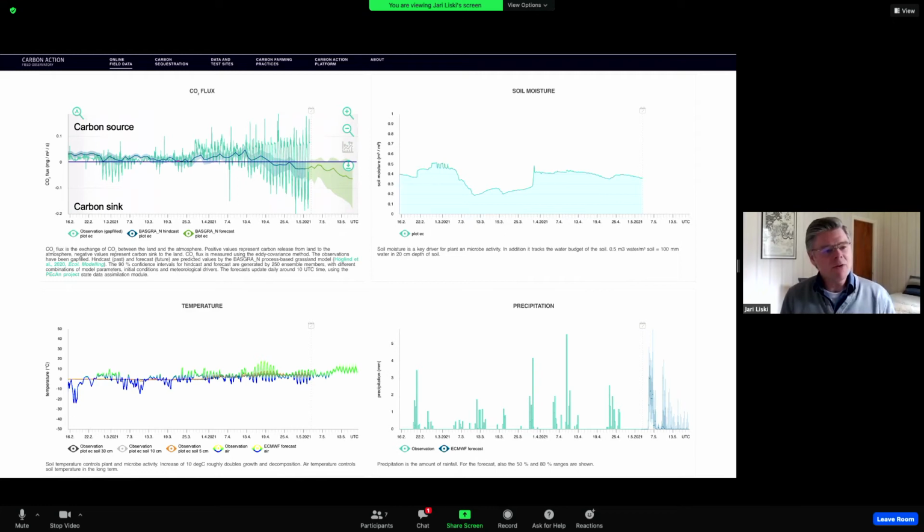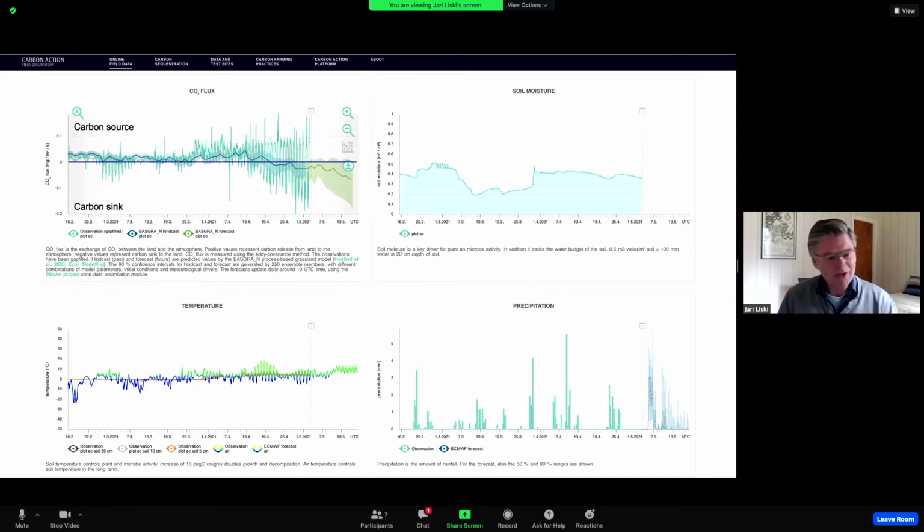Then the daily averages, the smoother line there, show that the daily averages also dropped to the sink side quite recently with the onset of the growing season. And then in addition to measurements, we are also modeling this carbon balance at these sites.